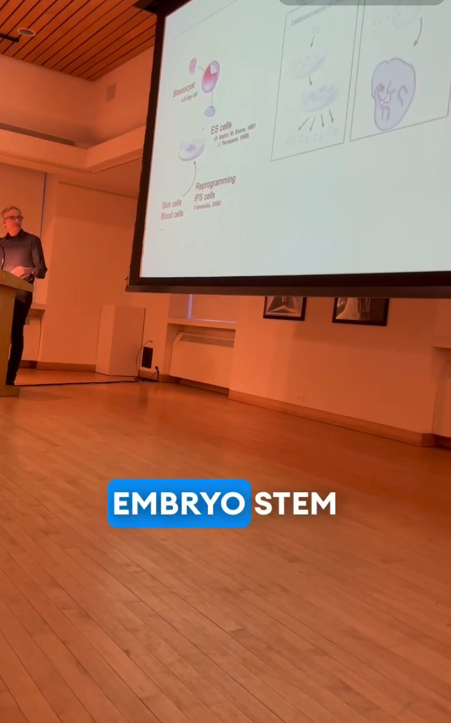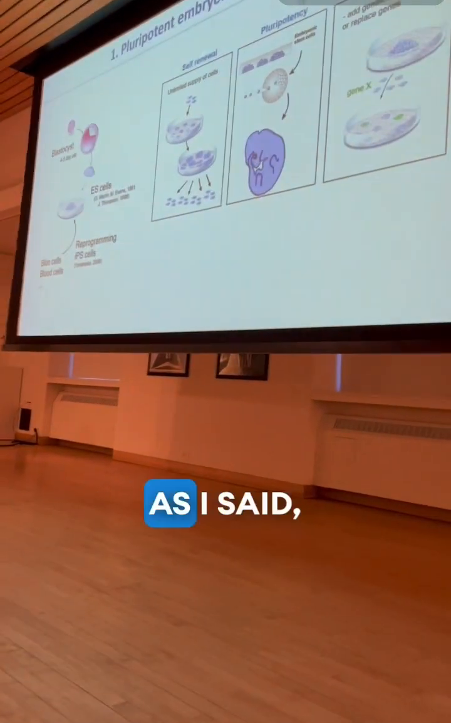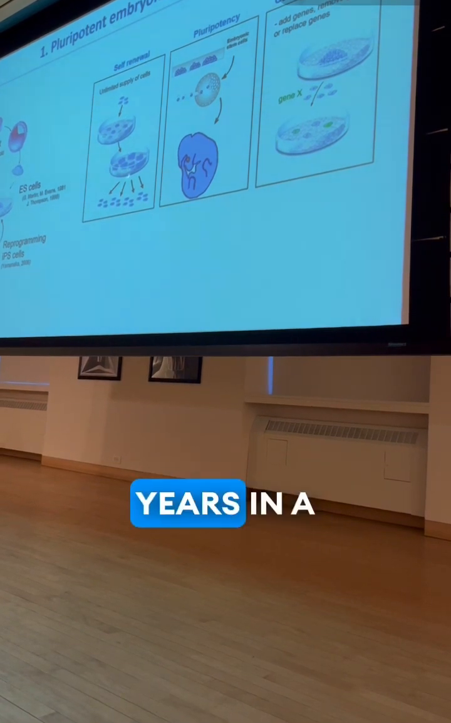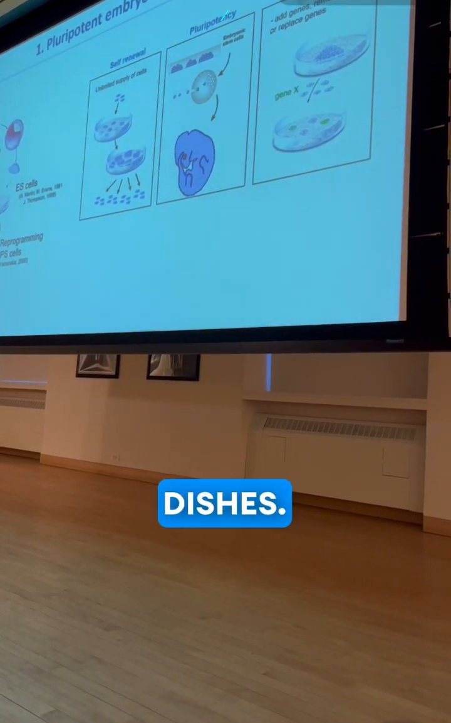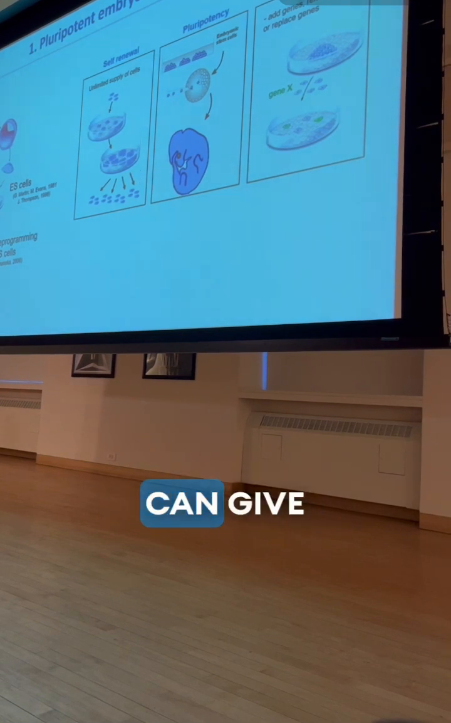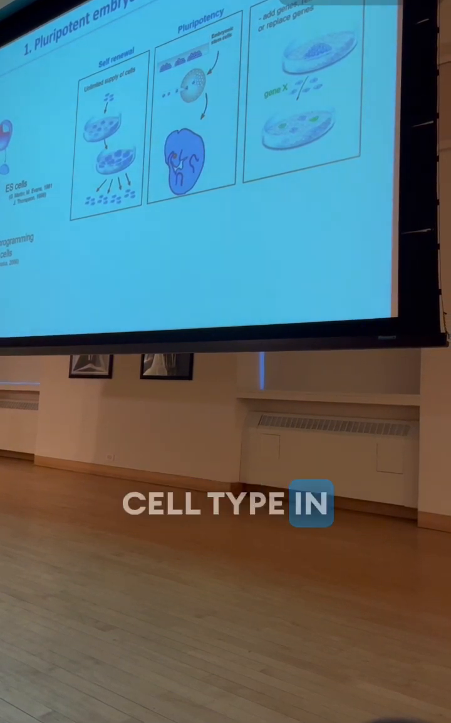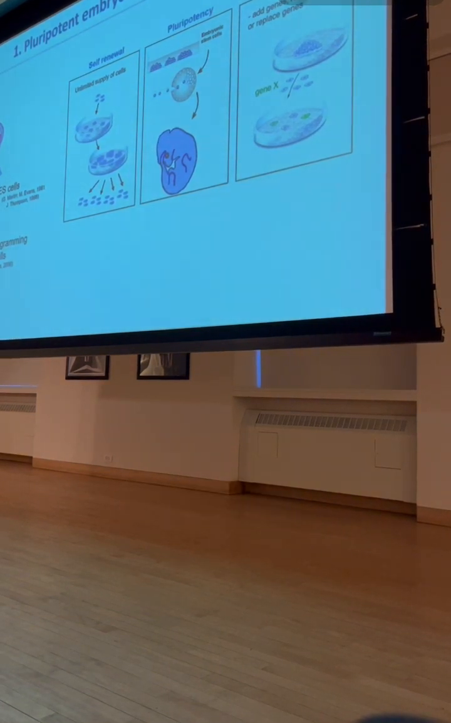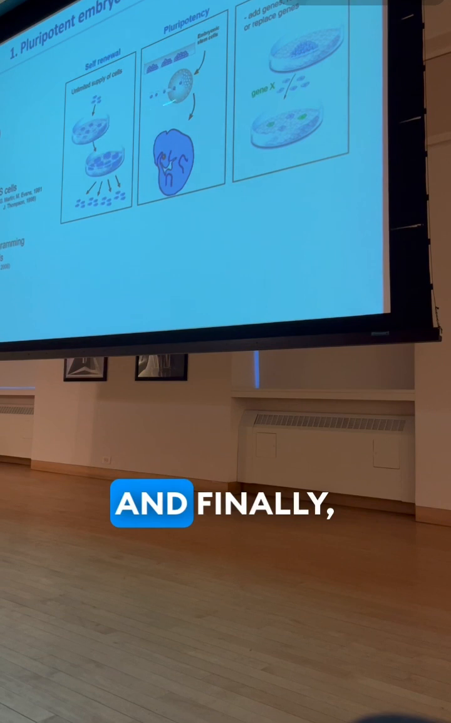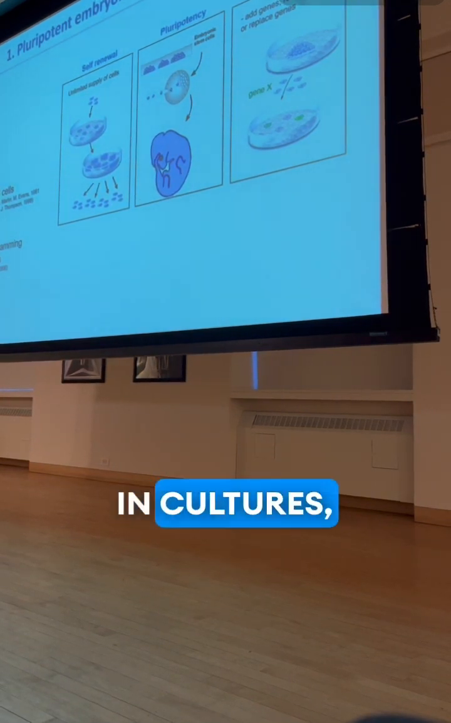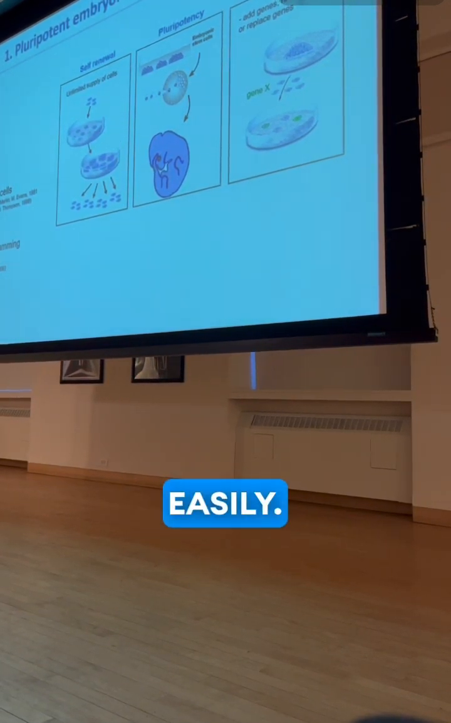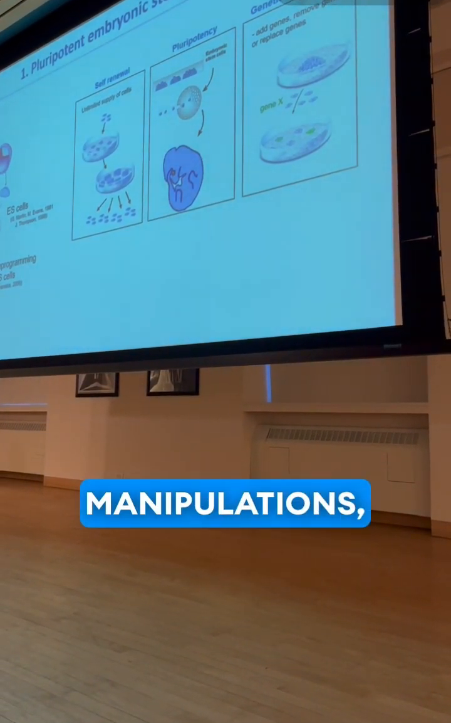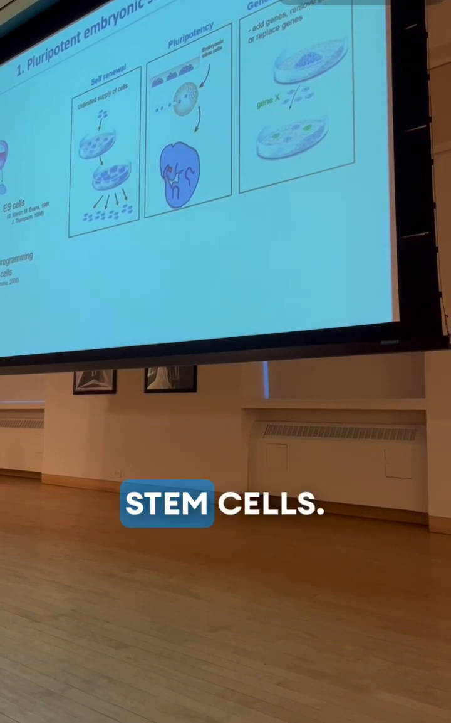And so these embryonic stem cells are amazing because, as I said, you can produce unlimited supply of them. They can grow for years in a cell culture in petri dishes. They are pluripotent, which means that they can give rise to every single cell type in our organism. So they can give rise to every type of neuron, skin, heart, muscle, anything. And finally, because we can grow these cells in cultures, we can also engineer them quite easily. We can add genes into them or remove genes and study what effect these manipulations have on the function of these stem cells.